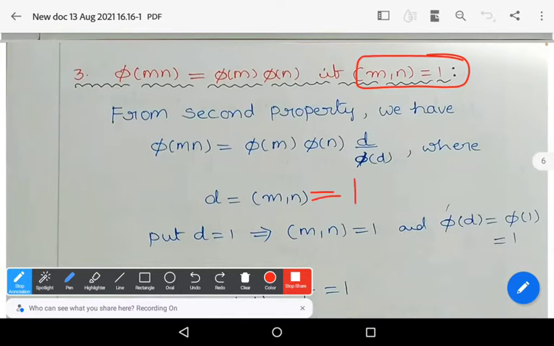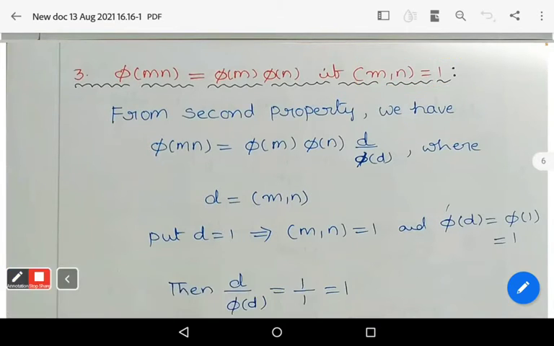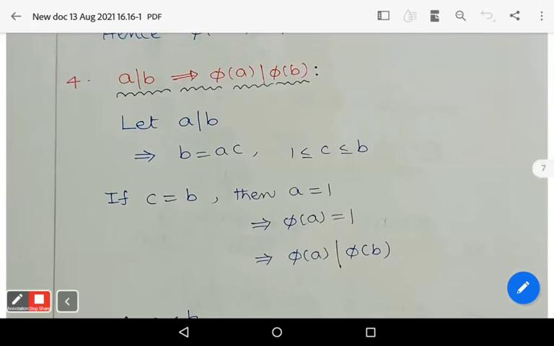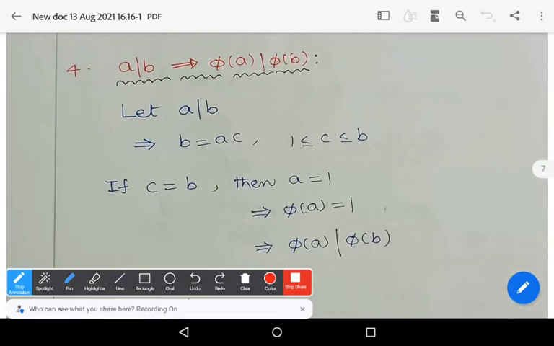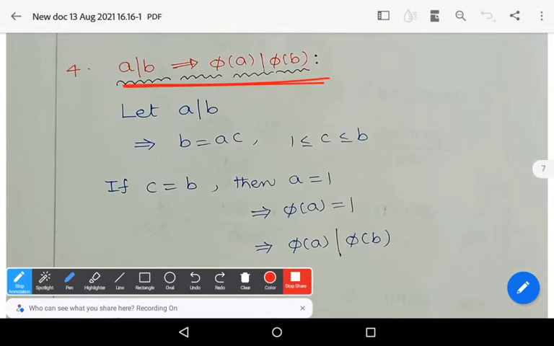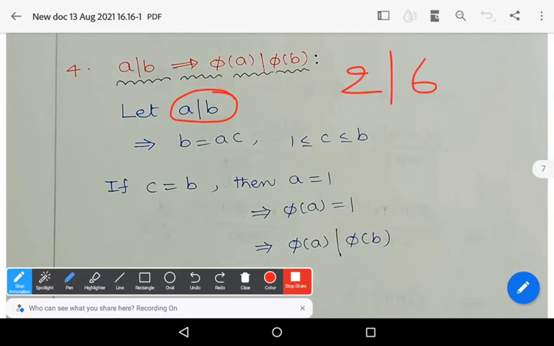Let us go for the fourth property. The fourth property is stated like this: a divides b implies phi of a divides phi of b. Let us take a divides b. We know that 2 divides 6, so it means 6 is equal to 2 into 3. It is a known value. In a similar manner, here a divides b, so b can be written as ac, where c lies between 1 and b.